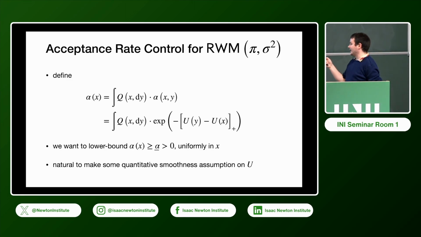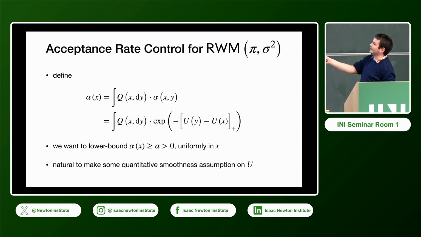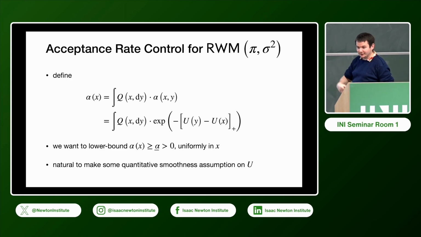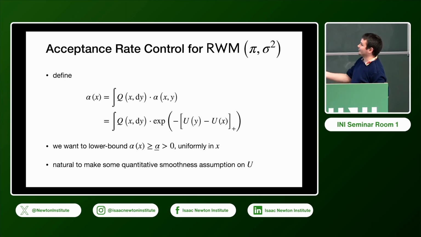I'm going to define alpha of x to be the acceptance rate out of the state x. So averaged over the proposals, what is the acceptance rate there? We can write it this way, which is very similar to what Werner had written this morning. We have the change in the potential, and we want to show that this thing is bounded well away from zero, uniformly in where we start. Writing it this way, it's quite natural to make some sort of modulus of continuity assumption on U so that we can control this nicely. I'll show you how we go about that.